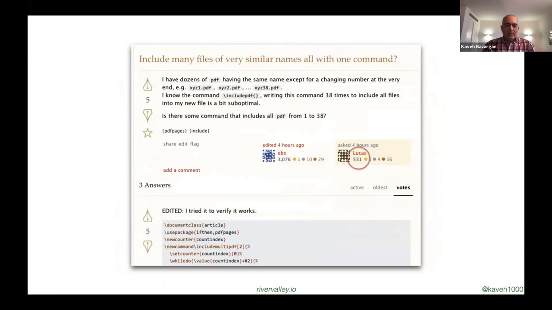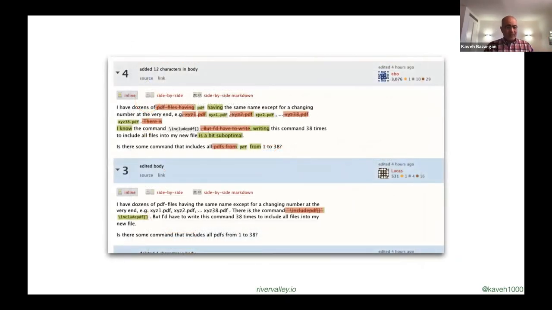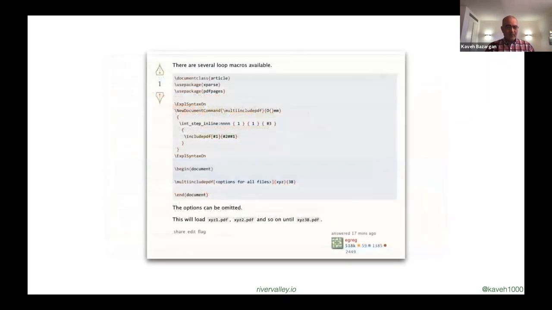Here's a question that's been asked by someone called Lucas 4 hours ago, as you can see. And 4 hours ago, almost immediately, Ebo came along. We don't know who it is, but the person's name is Ebo, and edited this. And as you can see, five people have said, ooh, this is an interesting question. So it's all interactive. And this is the editing that Ebo did, and he just did it to make it more readable for people. He didn't have the answer. So Egreg came along 17 minutes ago, about 3.5 hours later, and answered the question, and so far has got one upvote.